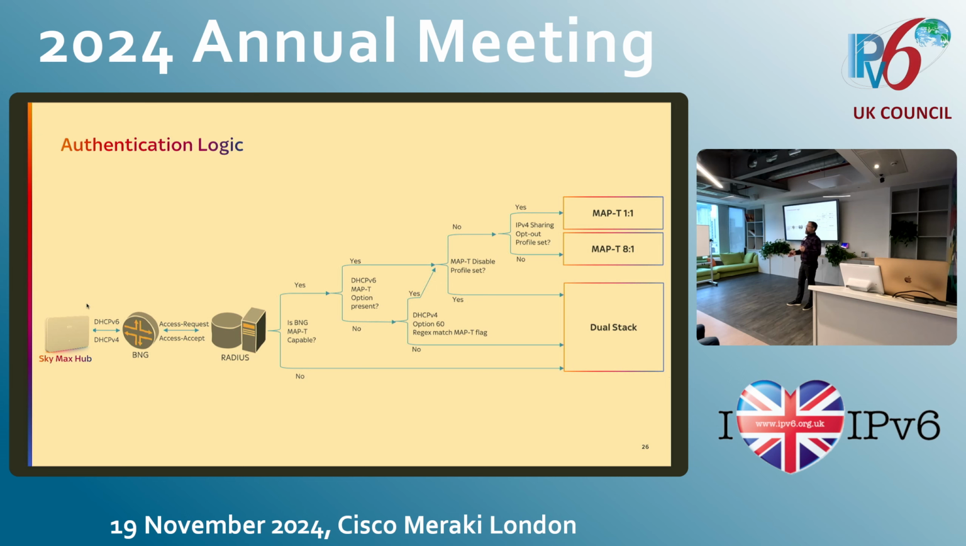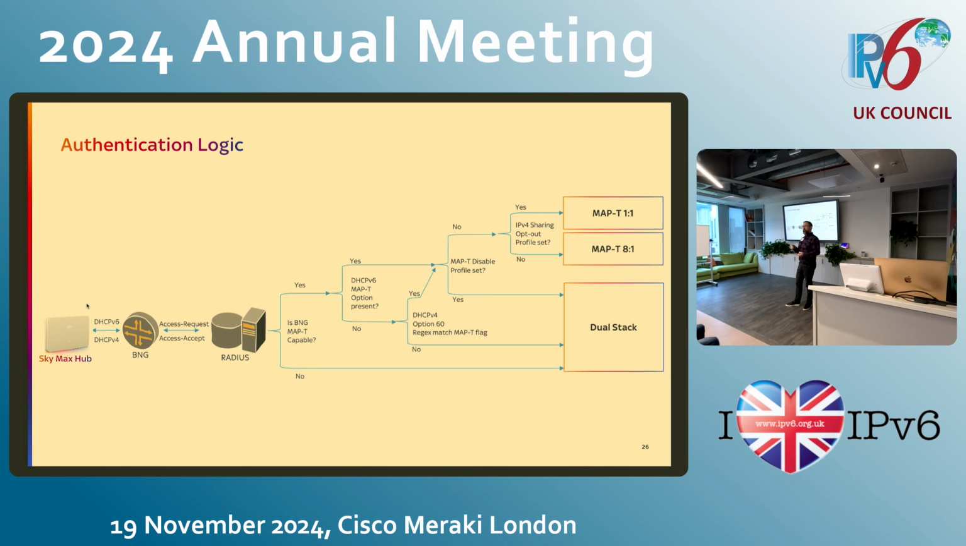To help visualize the authentication flow, either DHCPv4 or v6 can trigger authentication. The first thing that our RADIUS platform does is check to see whether we've configured MAP-T on that BNG, which we have now. Our entire BNG estate in the UK supports it.